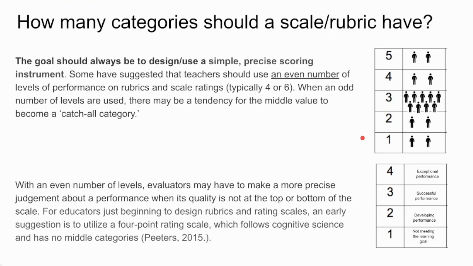That's why it might be wise to use an even numbered scale to make a decision whether student work or performance is on the successful side or in need of improvement. In other words, with an even number of levels, evaluators may have to make a more precise judgment about performance when its quality is not at the top or bottom of the scale. But let's say we're an educator just beginning to design rubrics and rating scales. A rule of thumb and suggestion is to utilize a 4-point rating scale that has no middle category.